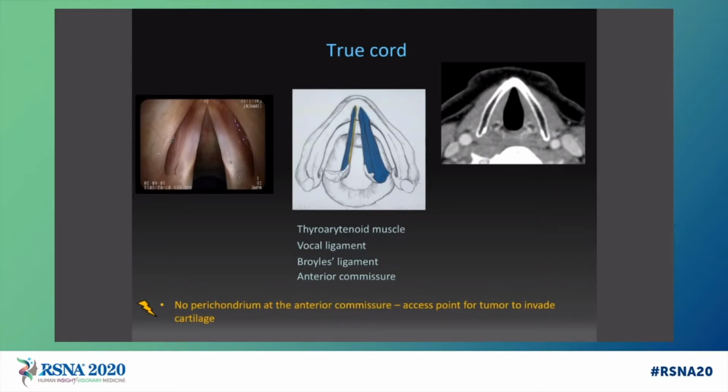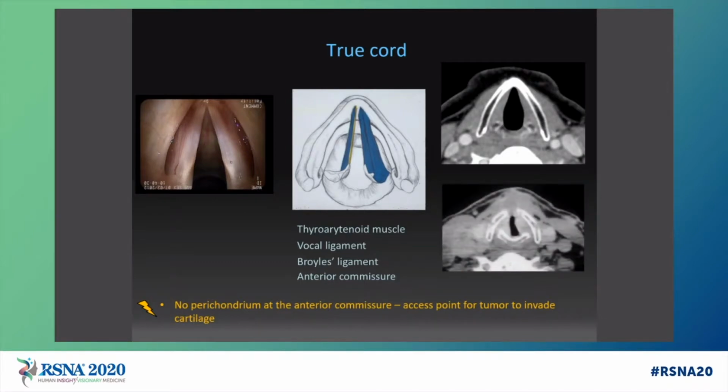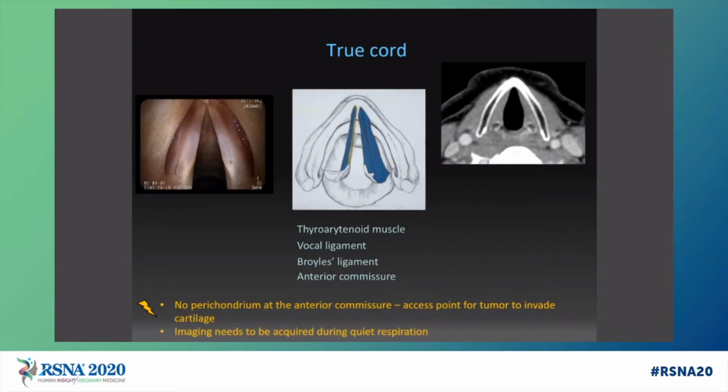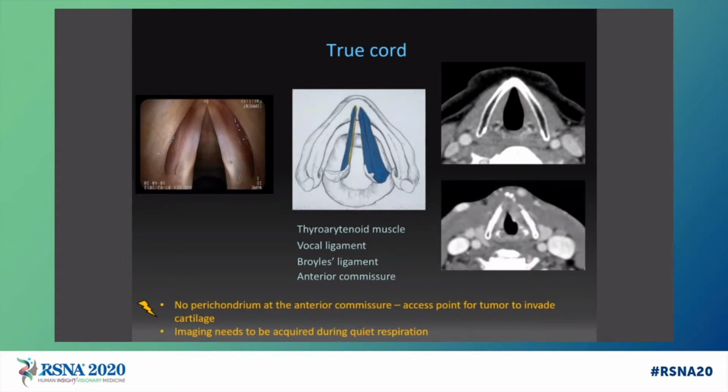Because there is no perichondrium at the anterior commissure, it's a weak point, an access point for tumor to go right into the cartilage. So for example, here we actually see a very small tumor at the anterior commissure, but it has grown and invaded right into the cartilage and beyond into the strap muscles. When we image the larynx, it's very important that we do so during quiet respiration, because that's when the true cords will be a little bit away from each other, so we can actually see the surfaces of the true cords, so we can see tumors such as this. We can tell there's exophytic soft tissue coming off of the left true cord, and that there's thickening of the anterior commissure.